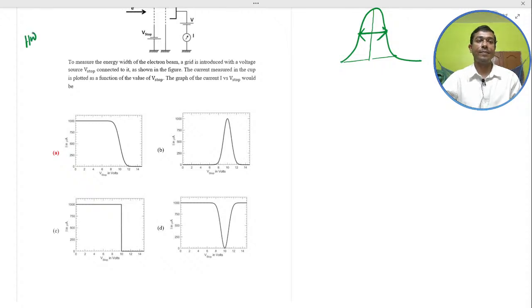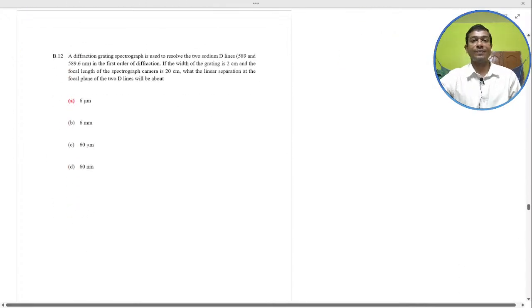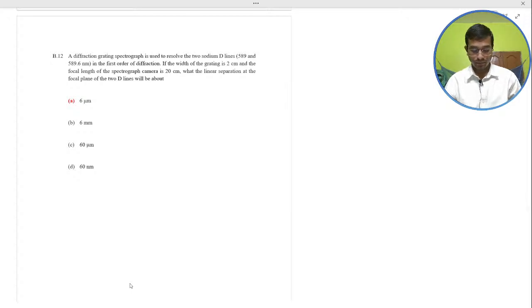Homework number 5. Theoretical questions, do yourself and give me feedback on the answers. I usually solve the numerical problems for you. This question is coming basically.